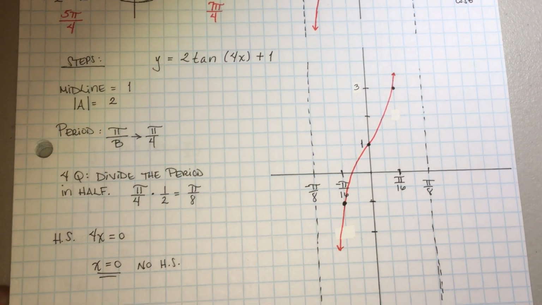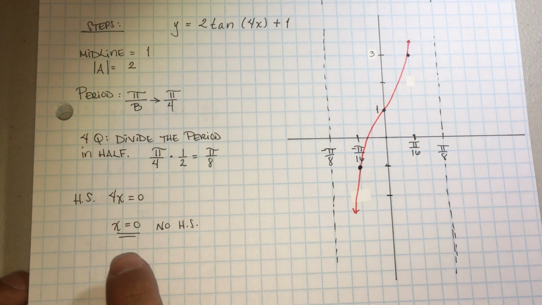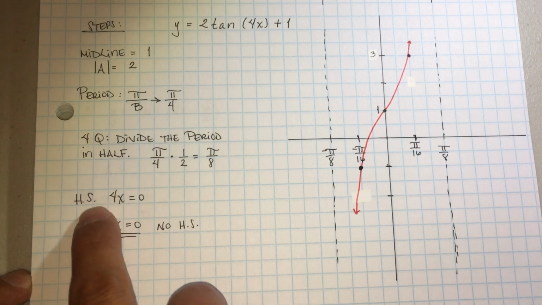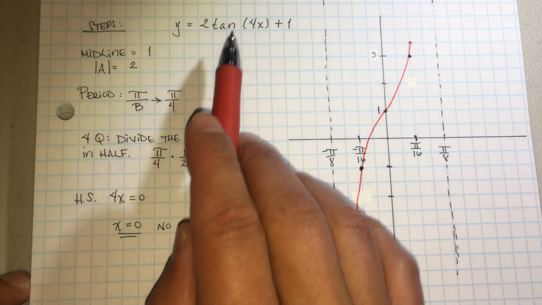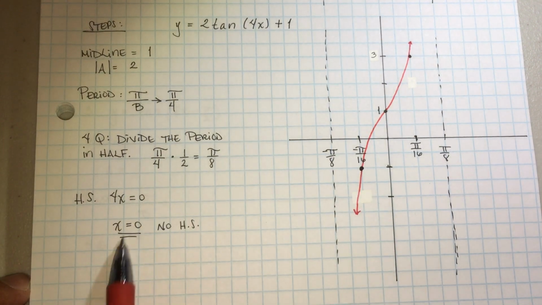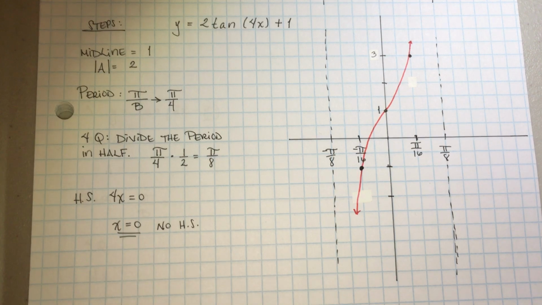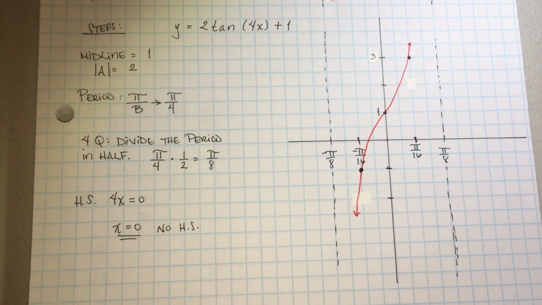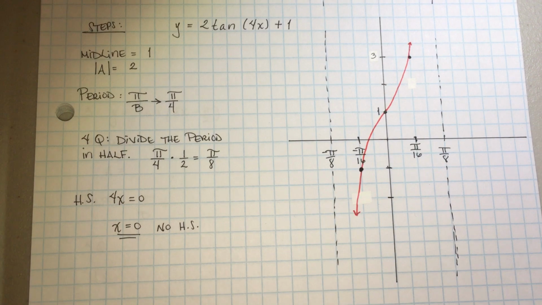And there it is. Okay, guys. Now, what about a horizontal shift? Well, if you notice, we take whatever's inside of our parentheses here, the 4x, set it equal to 0. We saw we get x equals 0. There's no horizontal shift. So that means this guy's not going to be moving left to right, which is great.